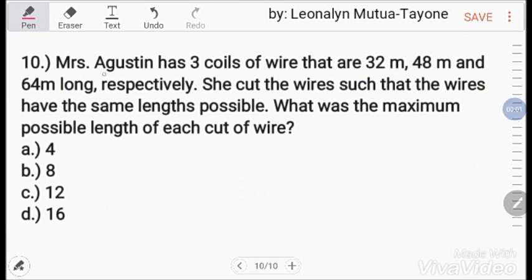Number 10. Mrs. Agustin has 3 coils of wire that are 32, 48 meters, and 64 meters long, respectively. She cut the wires such that the wires have the same length possible. What was the maximum possible length of each cut of wire? So, ganun pa rin. Hanapin natin yung greatest common factor para masagot natin yan.